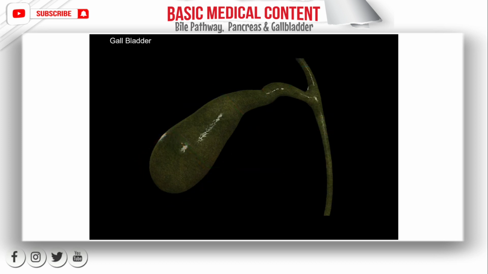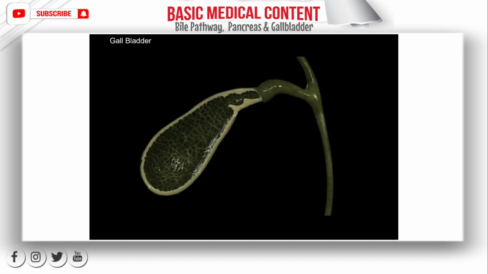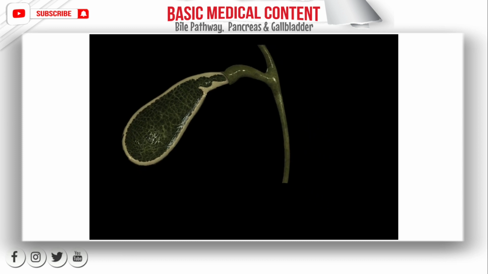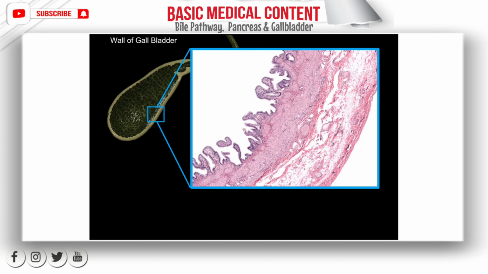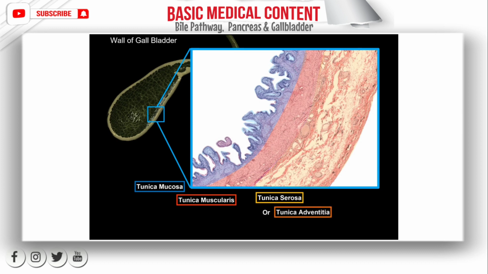Let's now go ahead and open up the gallbladder to look at the layers of the gallbladder wall. So let's take one small part of the gallbladder and look at it histologically. Now the walls of the bile duct and the gallbladder are formed by 3 layers. We have the inner one, the tunica mucosa, highlighted here in blue. It has a tunica muscularis. Then it has a tunica serosa, which is the one you see here, or a tunica adventitia.